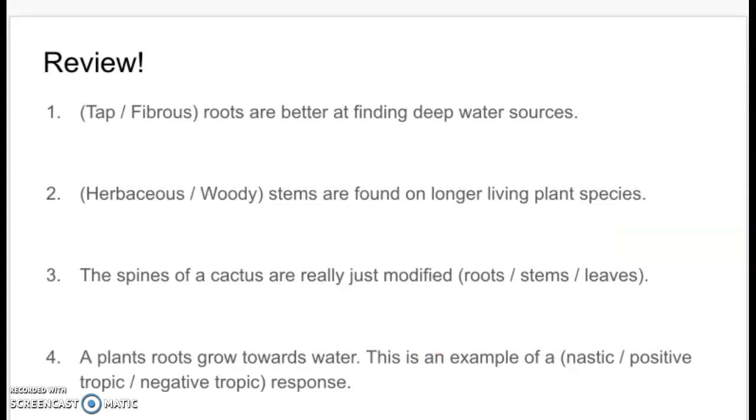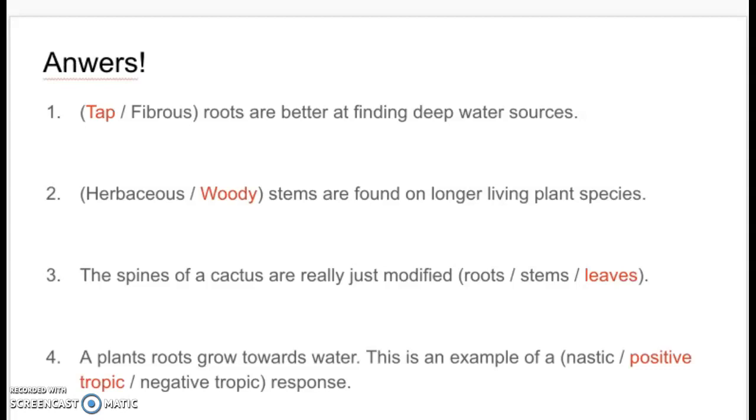So, what type of roots are better at finding deep water sources? What type of stems are found in longer living plant species? The spines of a cactus are modified what? And the plant roots grow toward the water. This is an example of what type of response? You can pause the video now, answer these questions, and then turn the video on so that you can see the responses.